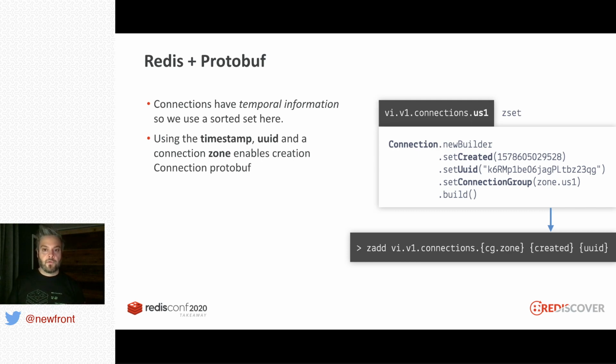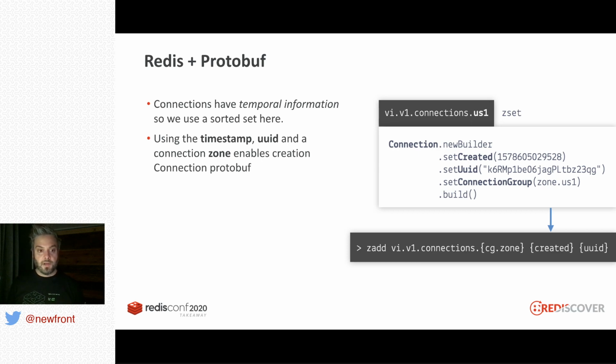So in the case of a server accepting a connection object, if it wants to write the connection information, all it has to do is pull the timestamp, the UUID, and then the zone information out to be able to store that connection pointer to the actual underlying Protobuf. So we see here zadd, which is adding to a sorted set, the VI v1 connections, which is the root path to the set of connection objects. Then we have a zone, so US1. Same exact thing we're looking at above, VI v1 connections US1.